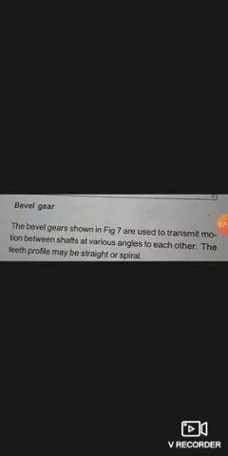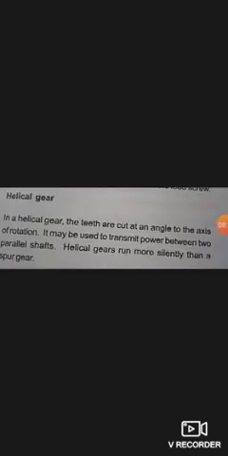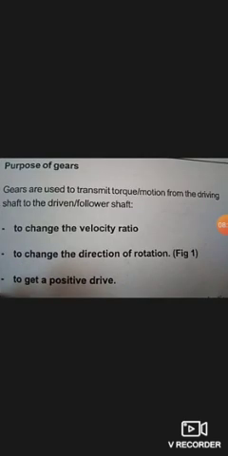And bevel gears. The bevel gears shown in the figure are used to transmit motion between shafts at various angles to each other. The teeth profile may be straight or spiral. And helical gear: in a helical gear, the teeth are cut at an angle to the axis of rotation. It may be used to transmit power between two parallel shafts. Helical gears run more silently than spur gears.